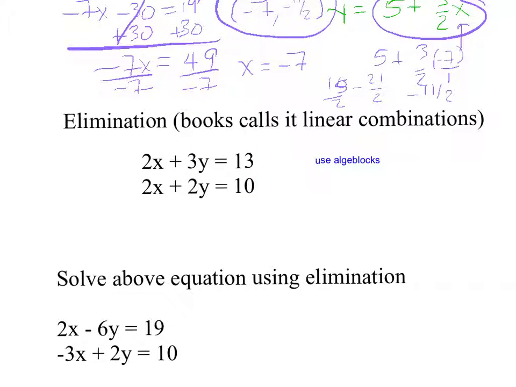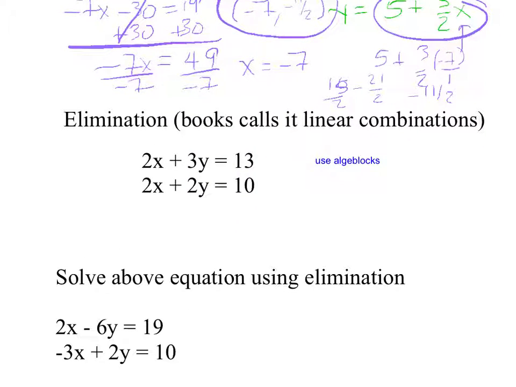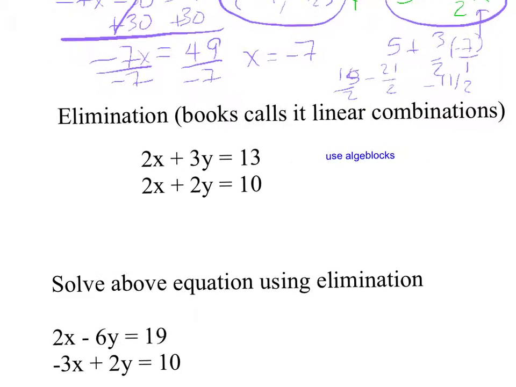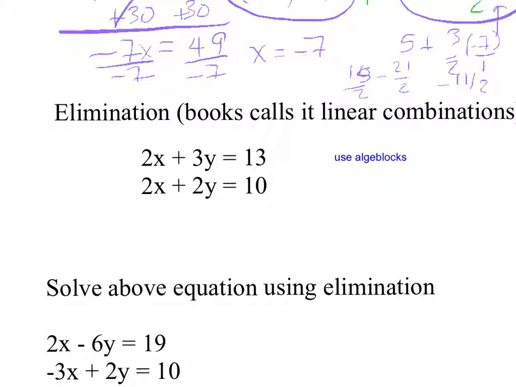Okay, so what I'm going to do then, we're going back to this one here. I'm going to solve this one using elimination. In order to do that, I need either the x's to zero pair out or the y's to zero pair out. So I'm going to take this bottom equation and multiply by negative 1. The reason I'm doing that is because the x's already have the same number. So if I multiply this by negative 1, then I have a positive 2x and a negative 2x and they zero pair out. But if I'm going to do this legally, I need to multiply the whole equation by negative 1. So I do that. I have negative 2x minus 2y equals negative 10.